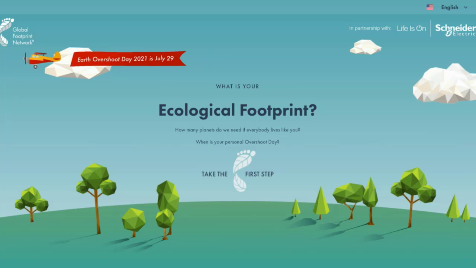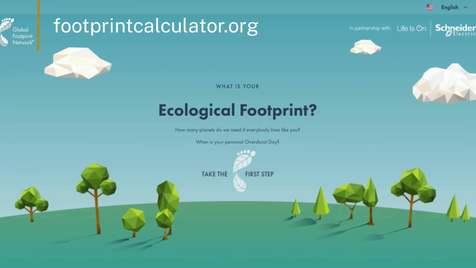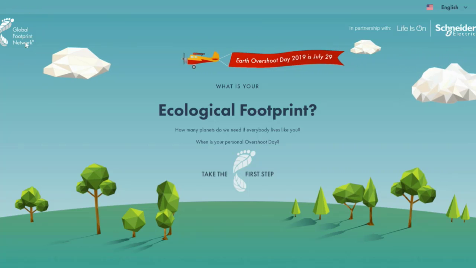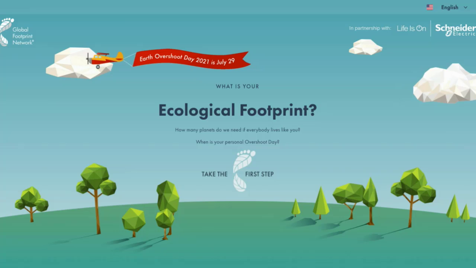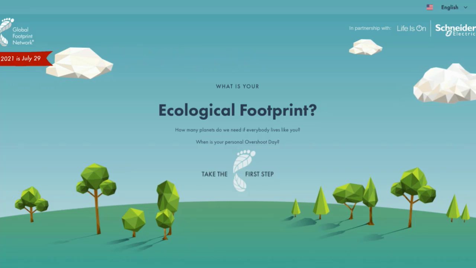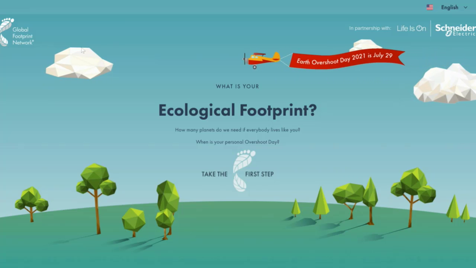Today we're using the Ecological Footprint Calculator, which you can find at footprintcalculator.org. And this is a tool from the internationally recognised Global Footprint Network, which we can see in the top corner here. Their aim is to help end ecological overshoot by making ecological limits, also known as how we're currently using too many resources and creating too much waste, central to decision making for people, business, and governments.